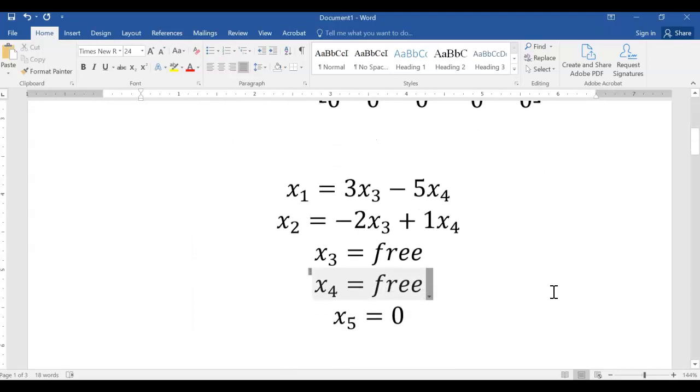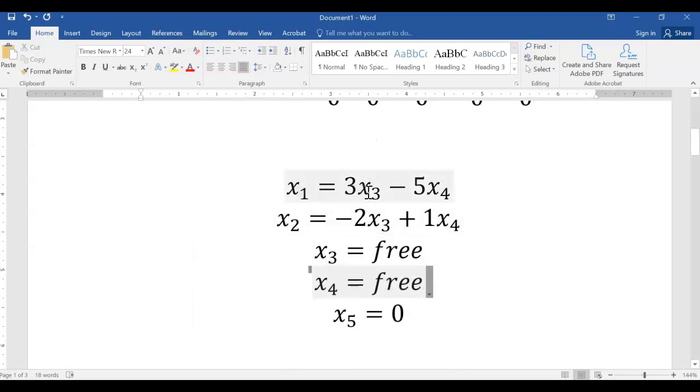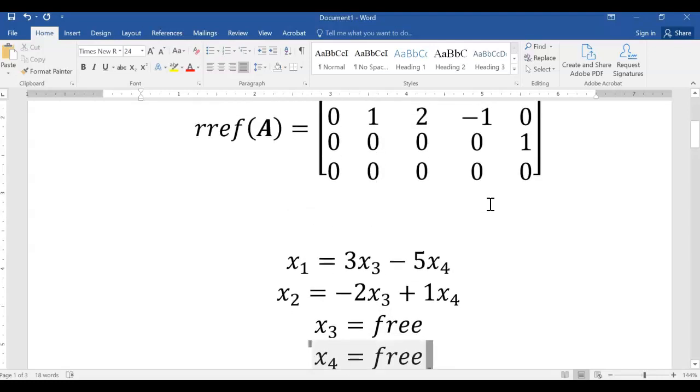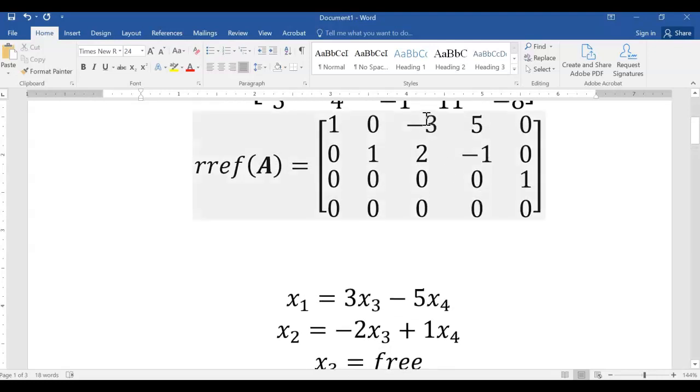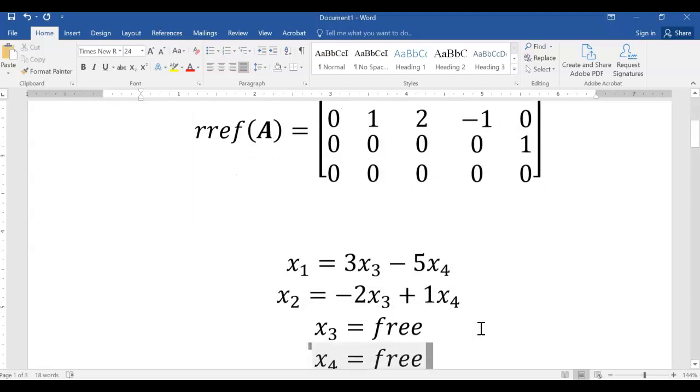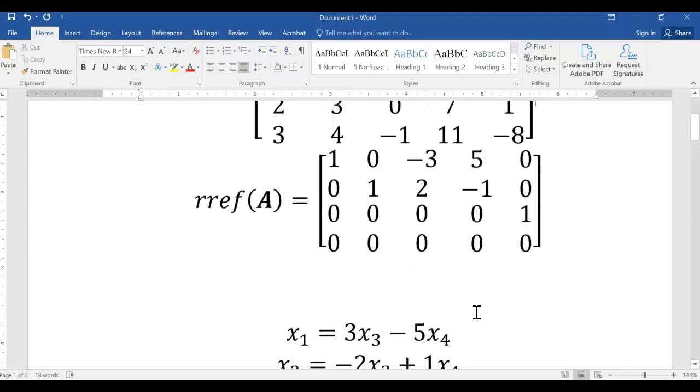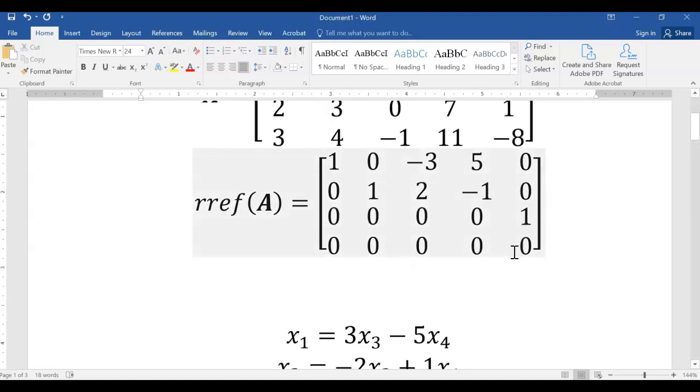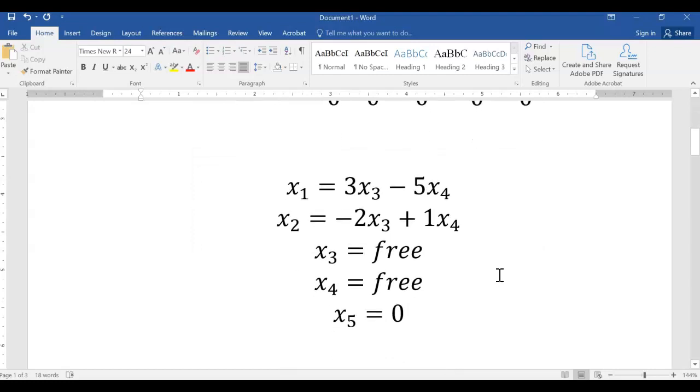So the general solution can be written like this. x1 is 3x3 minus 5x4. Notice that when I moved them to the other side, I had to change this negative 3 to a positive and this positive 5 to a negative. Same thing with x2. I'd have to change the 2 to a negative when I moved it to the other side. The negative 1, I'd have to change it to a positive when I moved it to the other side of the equation. x3 and x4 are free, and then obviously my last variable, x5, like I said, has to be 0. So this is the general solution.